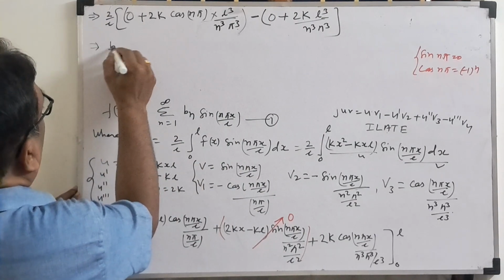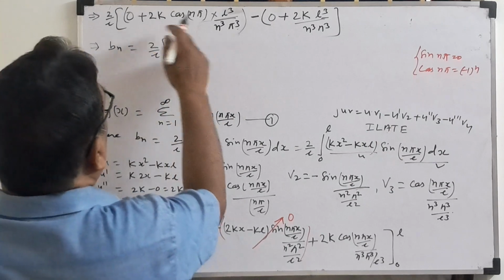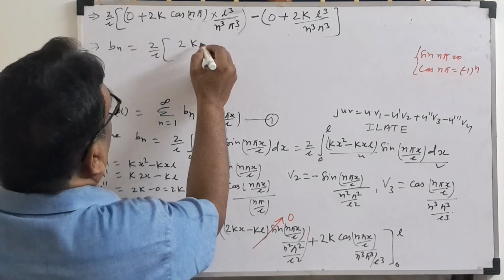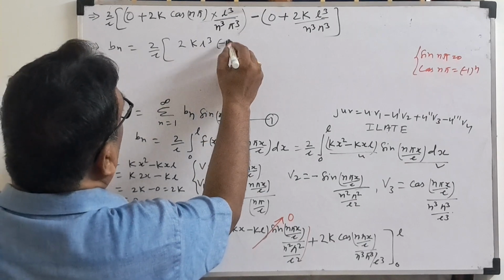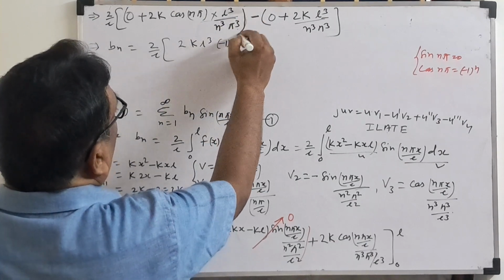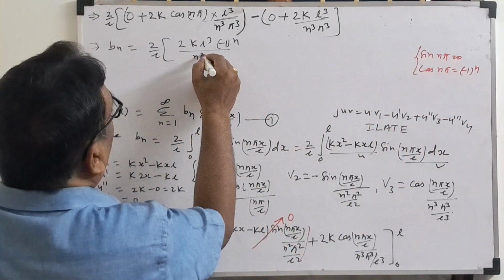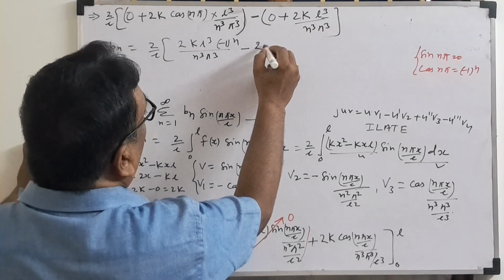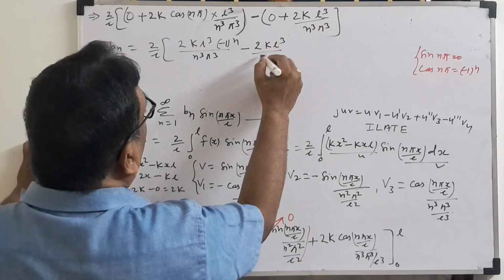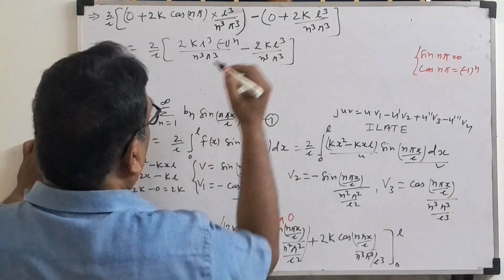What will Bn be? That implies Bn is equal to 2 by L, you see here, 2k L cube minus 1 power n. Why minus 1 power n? Cos n pi is equal to minus 1 power n. Divided by n cube pi cube, minus 2k L cube by n cube pi cube.